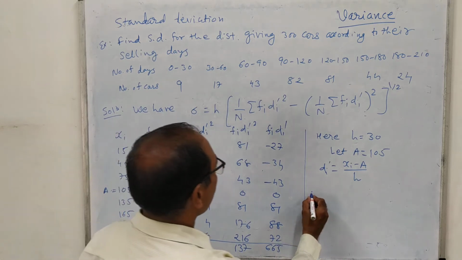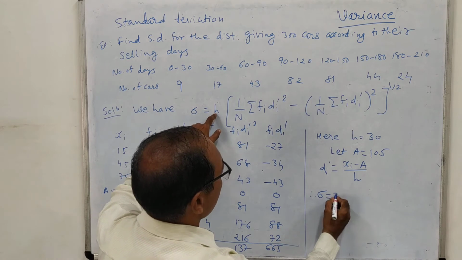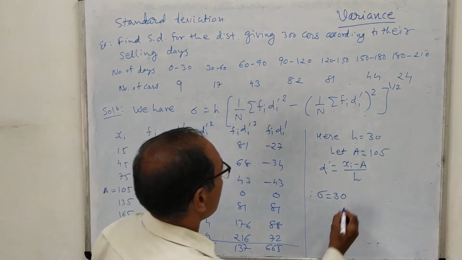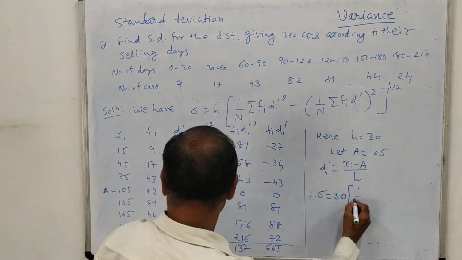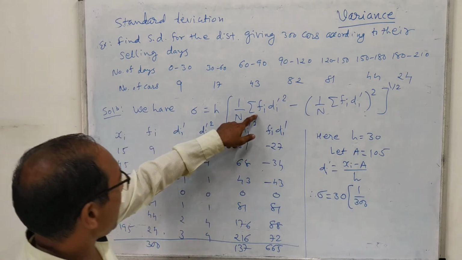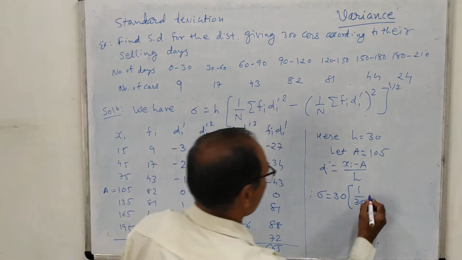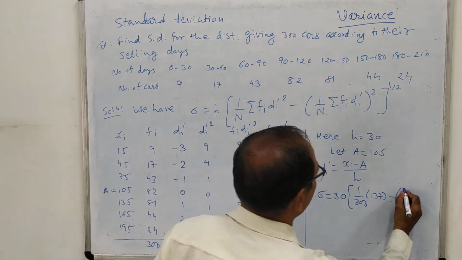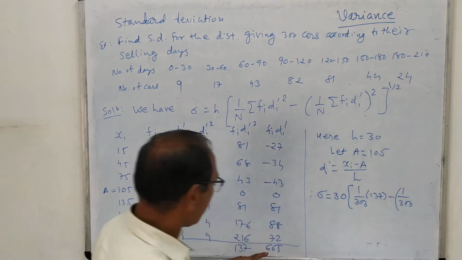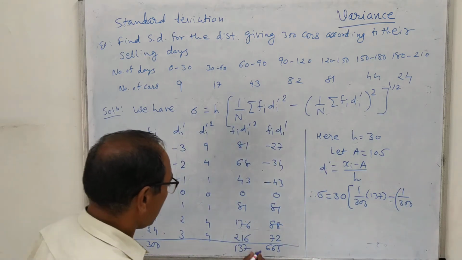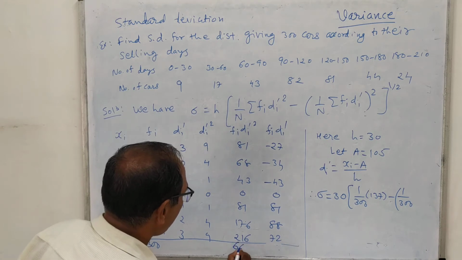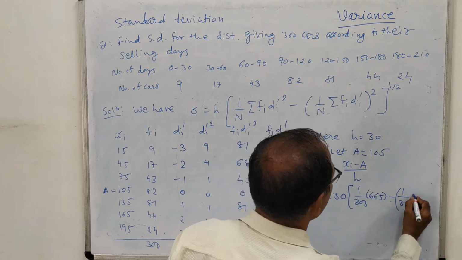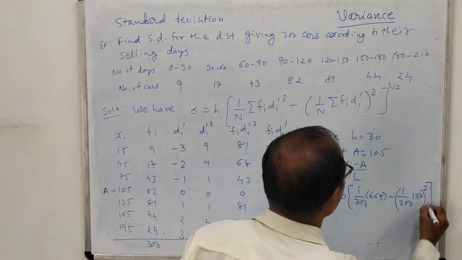So therefore we have sigma equal to, now we put all the values, h equal to 30. Okay, you can see h equal to 30. This is written. Then 1 upon capital N, capital N is 300, and the sigma fi di dash square. What is the total of this one? 137. Minus, into bracket 1 upon capital N, capital N is 300, and sigma fi di dash. What is this? This is 665 and this is 137. So it is 665, and it is into 137 whole square, and whole raised to 1/2.